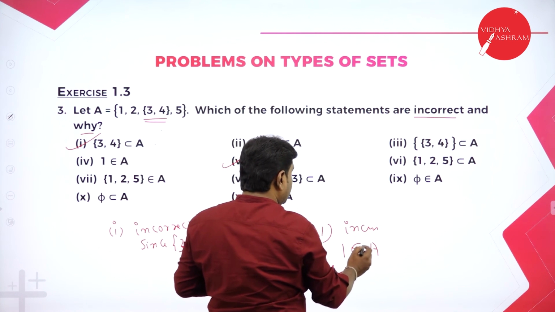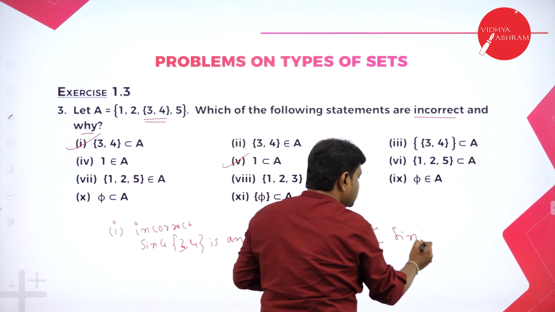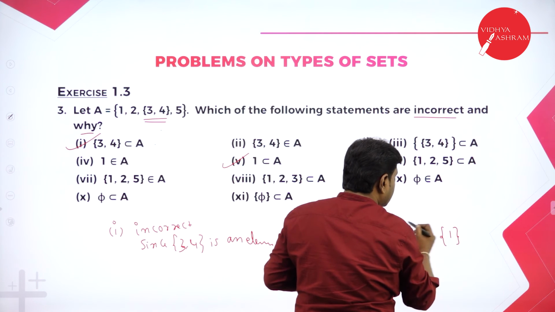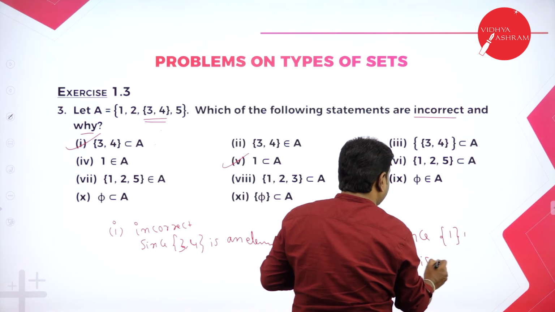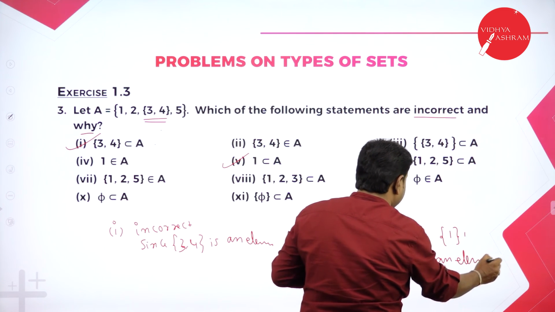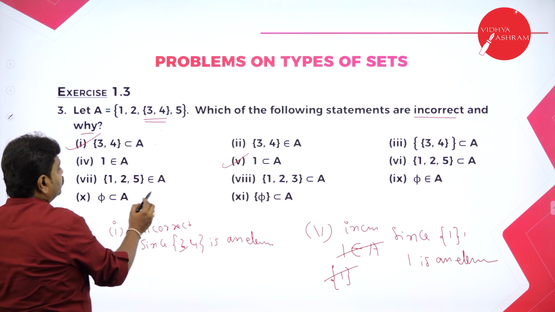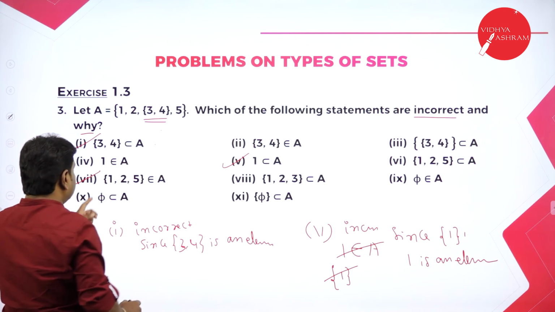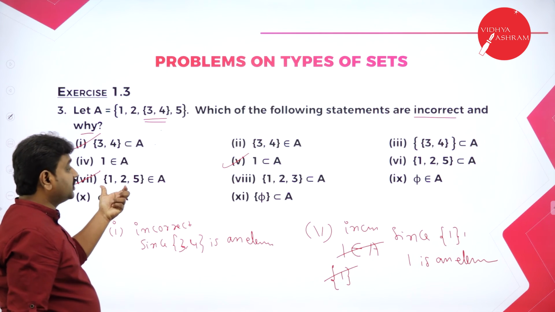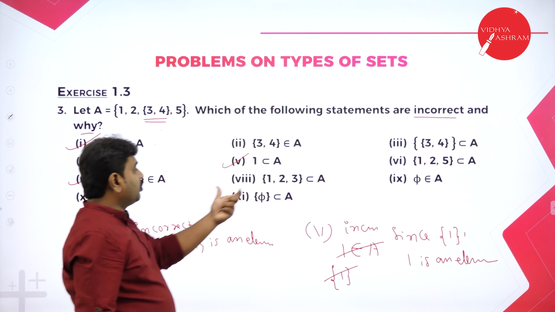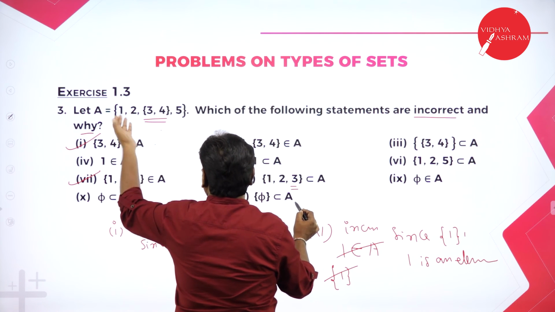So since 1 belongs to A, we no need to write all these things. We say incorrect since, what is the reason? Since 1 is an element, it is not a subset, that's the reason. Then 1, 2, 5 belongs to that one. This is incorrect. 1, 2, 5 is not belongs to, it's not an element, this is a subset. And what about 1, 2, 3? This is wrong because we don't have element 3 here.